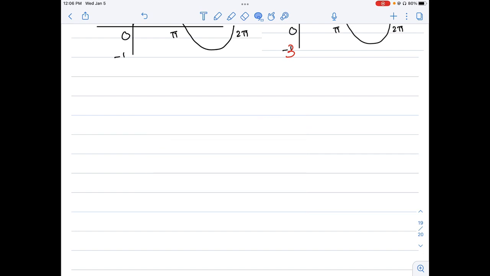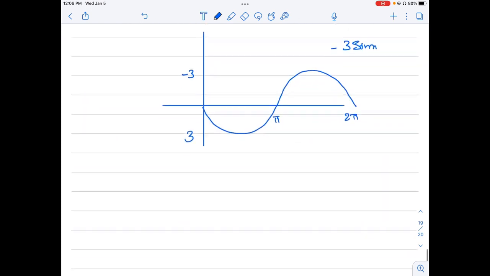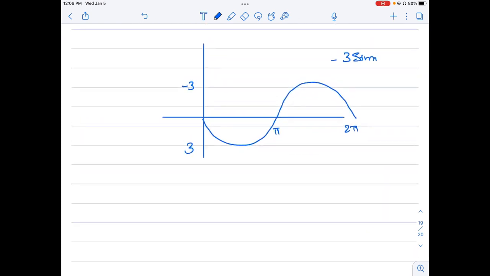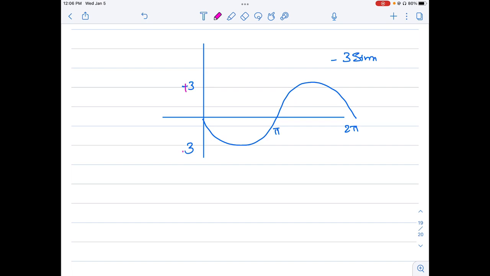So I will draw the x-axis and y-axis. Negative 3 sin x means it flips over, in the same way. So positive 3 and negative 3, pi and 2 pi. So this is negative 3 sin x. Then finally add 4 to it. So move this graph 4 units. This positive 3 goes to 7 and this negative 3 goes to 1. So my maximum point is 7 and minimum point is 1.